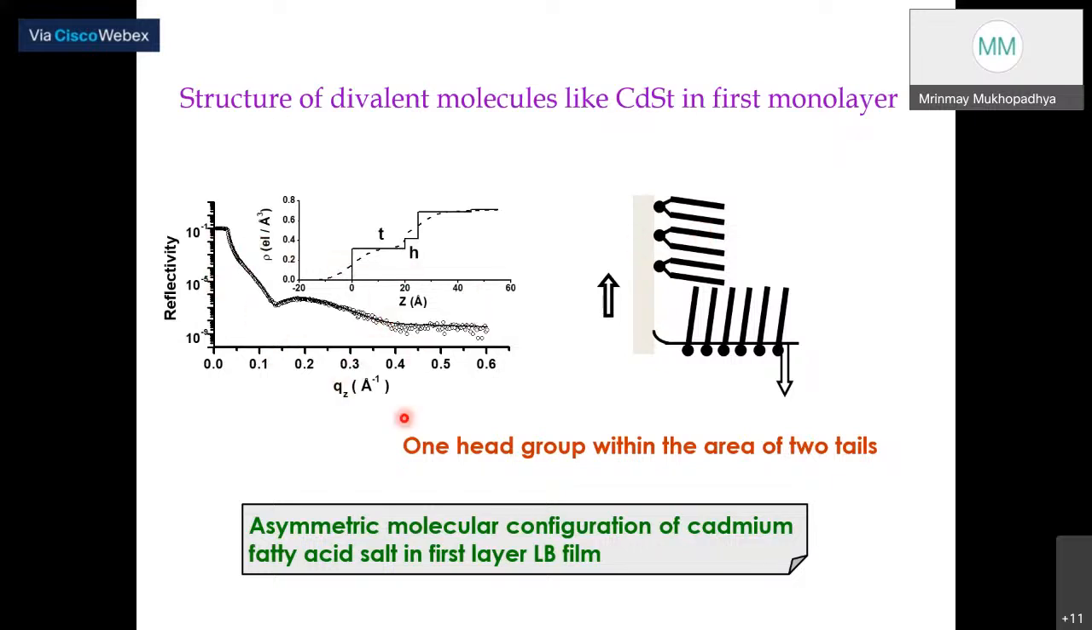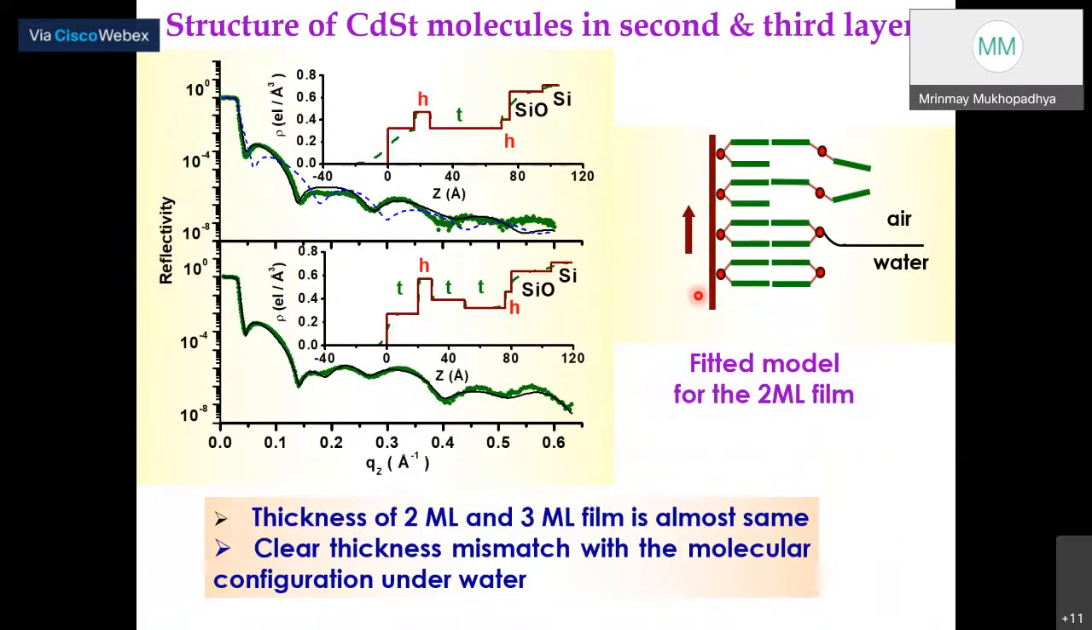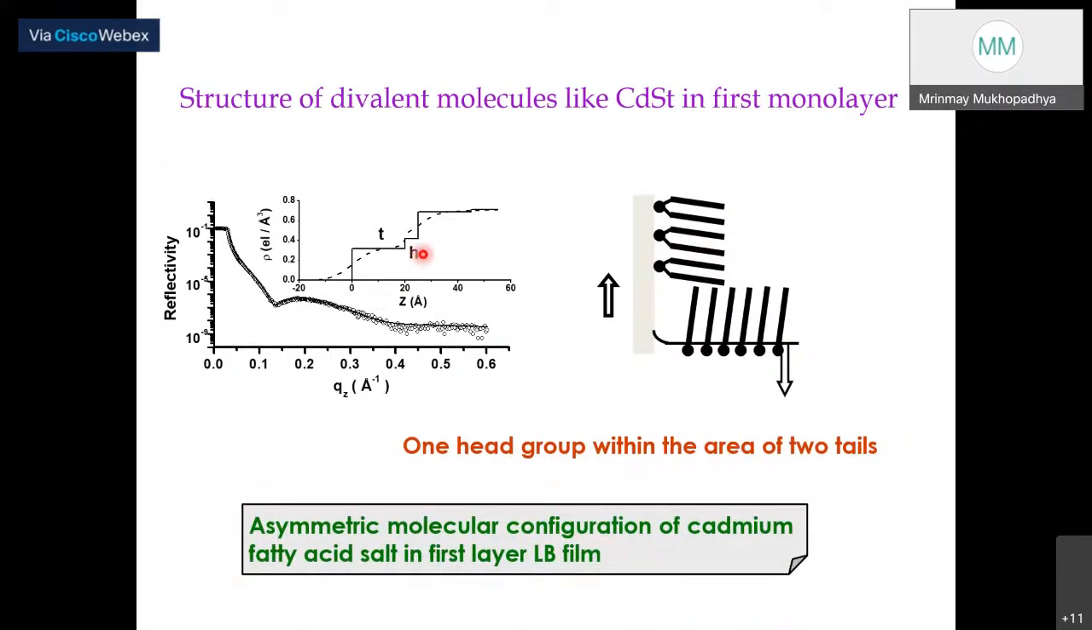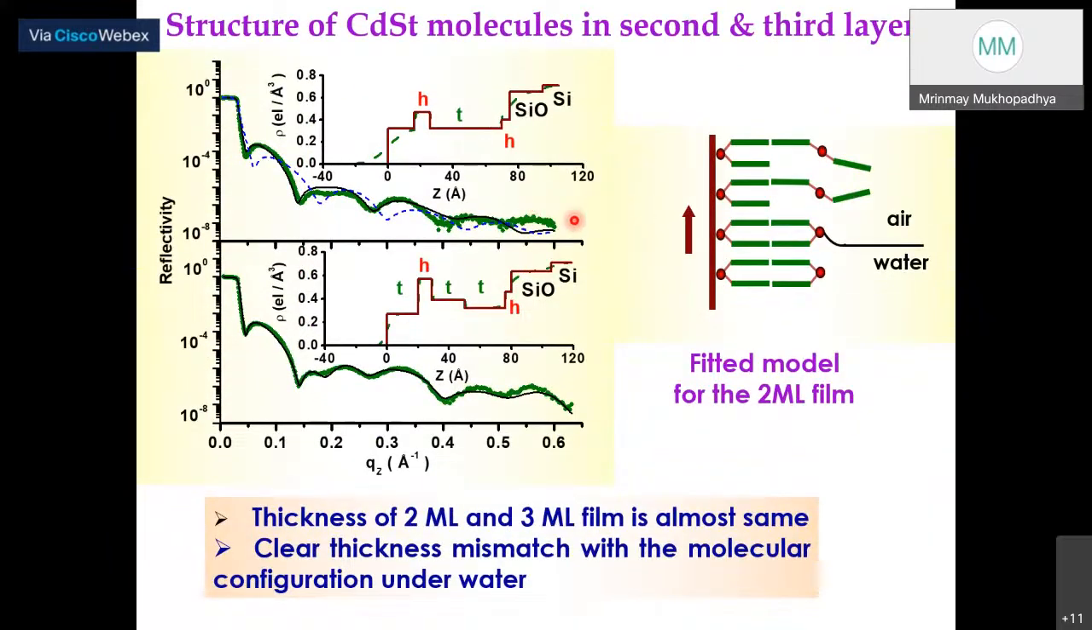And then you can say that one head group is attached to two tails, not only a single one, because this is done with cadmium. This cadmium is a bivalent ion, so it is supposed to get attached to two molecules, and that is exactly what we are getting here. You can say how you know this is cadmium: because of the density. You can calculate the density of the material, and from that density you can say that it is cadmium. So this is a double layer, and this is a triple layer.